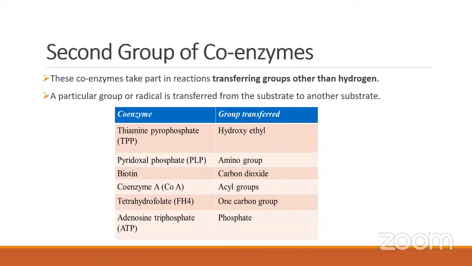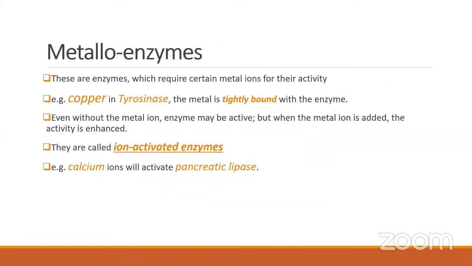So coenzymes can be classified into two groups. First group of coenzymes which donate or accept hydrogen atoms or electrons. Second group of coenzymes transfer groups other than hydrogen. For example, these are the examples, right? Now, we are talking about the compound enzyme.